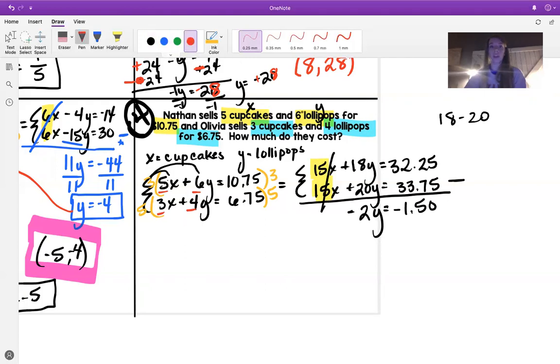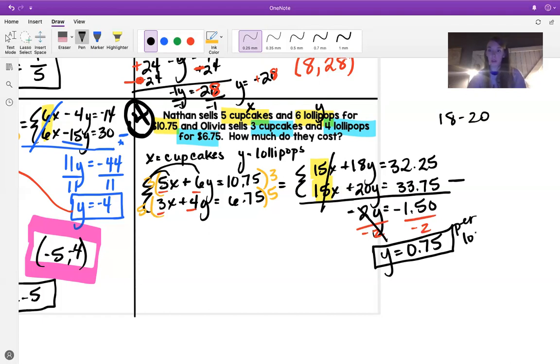Okay, so then I'm solving for y. So I'm going to divide both sides by negative 2. And I get y equals 75 cents. All right, so we said y was our lollipops. So it's 75 cents per lollipop. Okay, so now I found the price of lollipops.